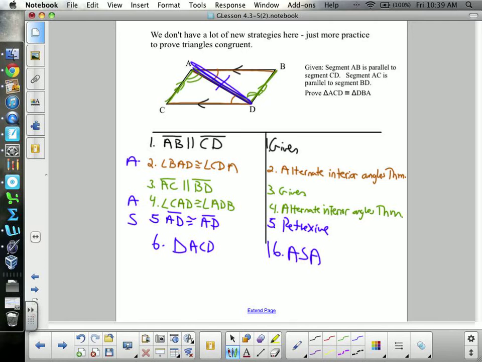Triangle ACD is congruent to triangle DBA. There it is. There's our proof. So again, we see how parallel lines can be used to set up corresponding parts. But, like I said, thinking is key.